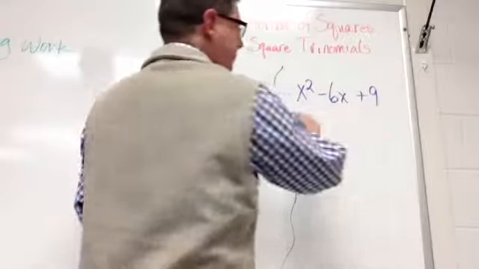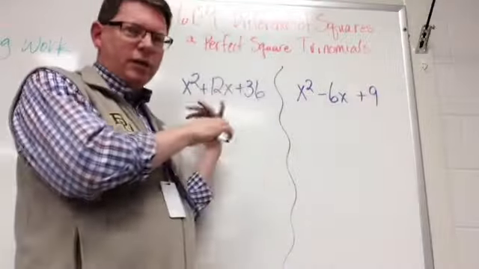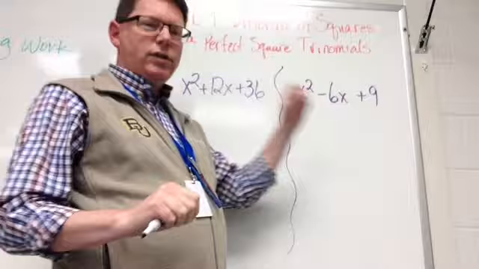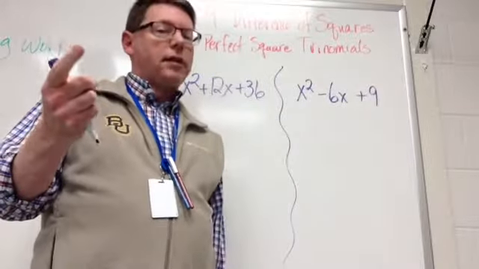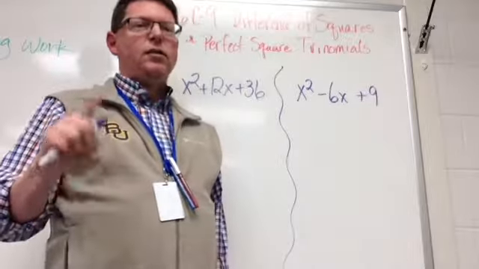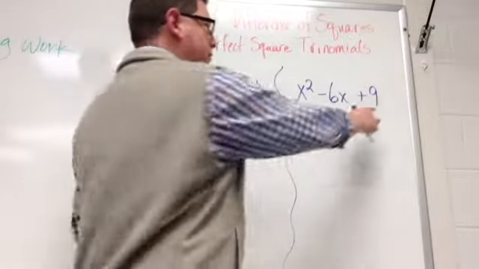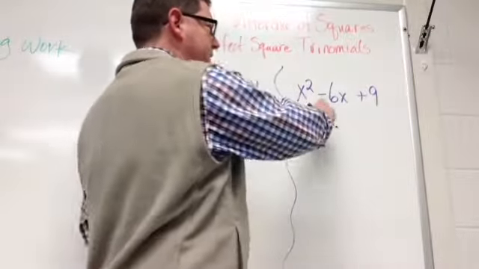Let's look over at this one. Okay, we're going to keep going. I'm just going to show you. Look at the last term. 9. Is that a perfect square? Yes, it is. Okay, what is the square root of 9? 3. When I double 3, do I get 6? Oh, that says negative 6.